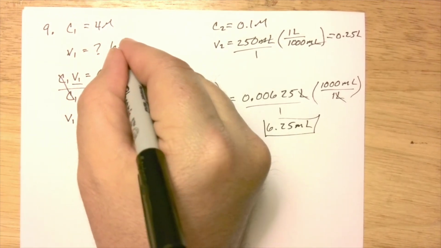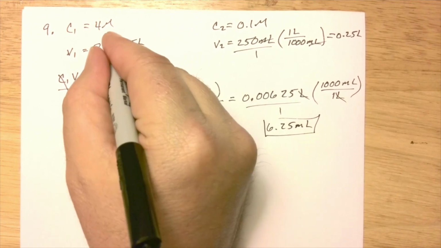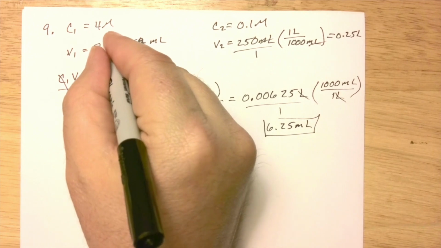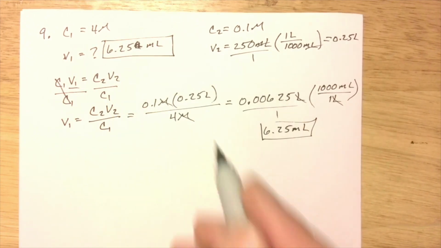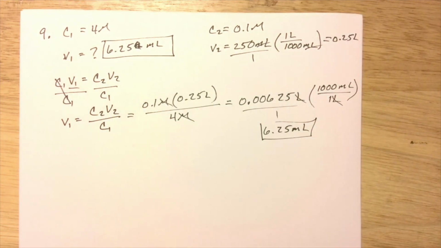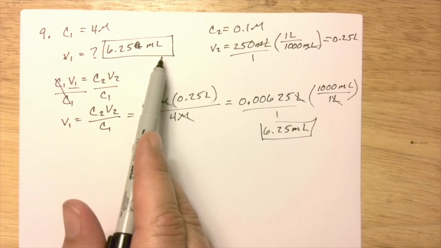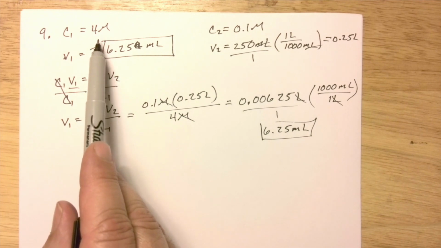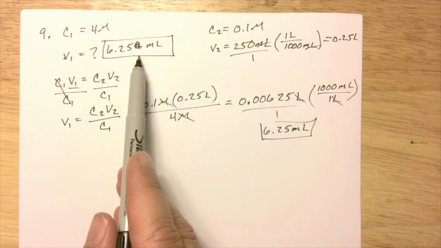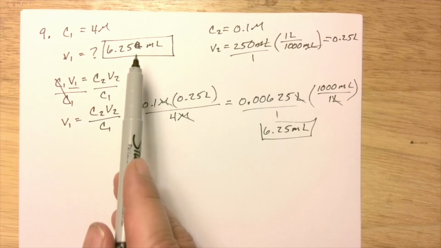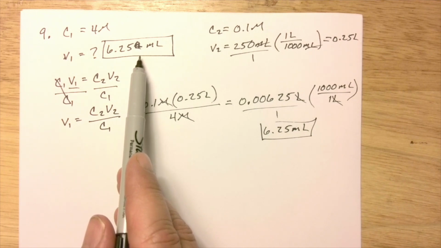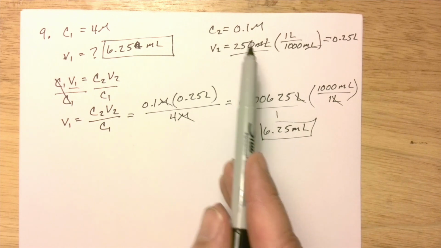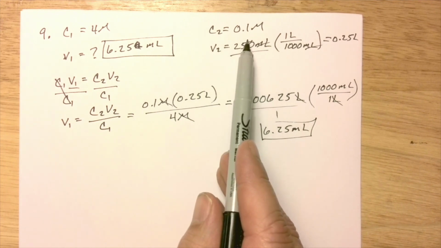So that's your answer. This time it specifies not liters, but milliliters. If it doesn't tell you, a lot of times just leave it in the unit of liters. So in other words, if you have 4 molar, and you measure out 6.25 milliliters, and you bring the volume up to 250 milliliters, you will have a concentration of a 0.1 molar solution.